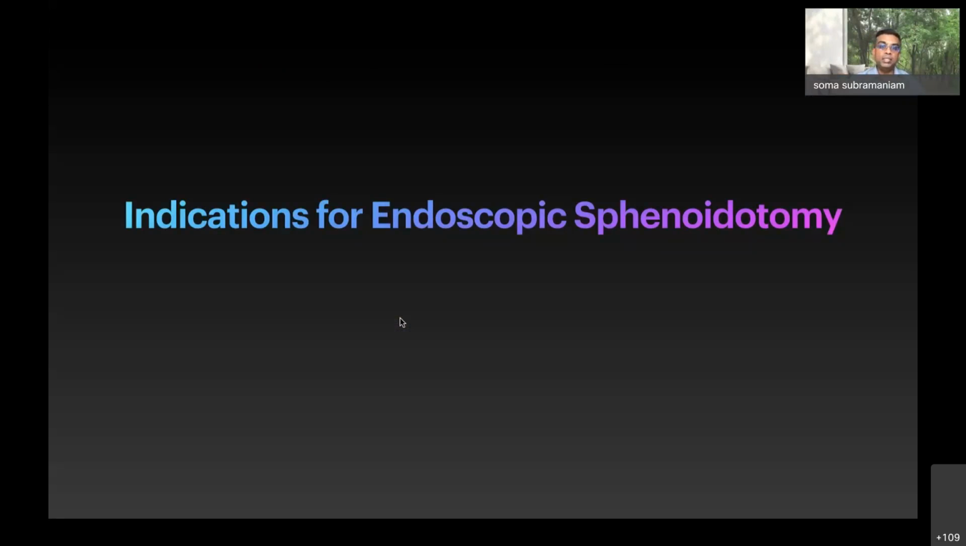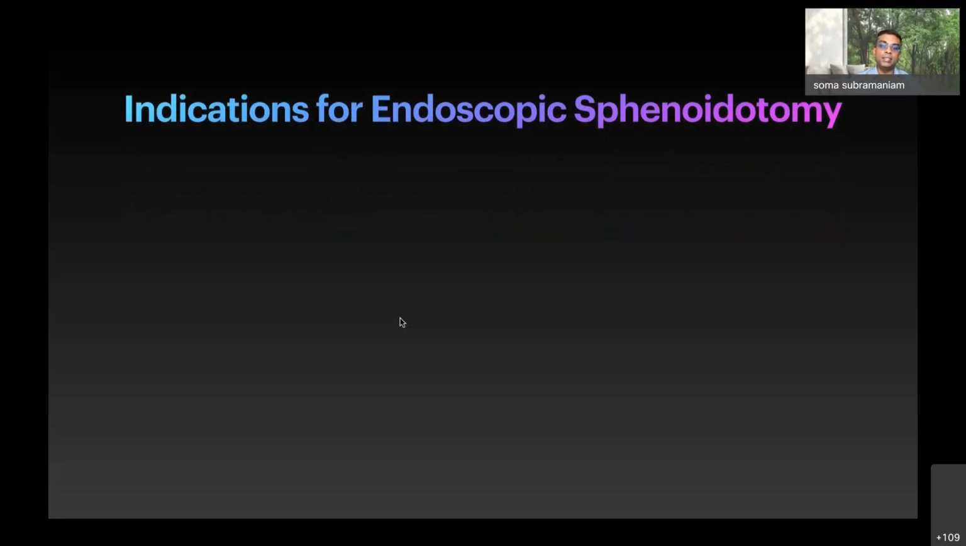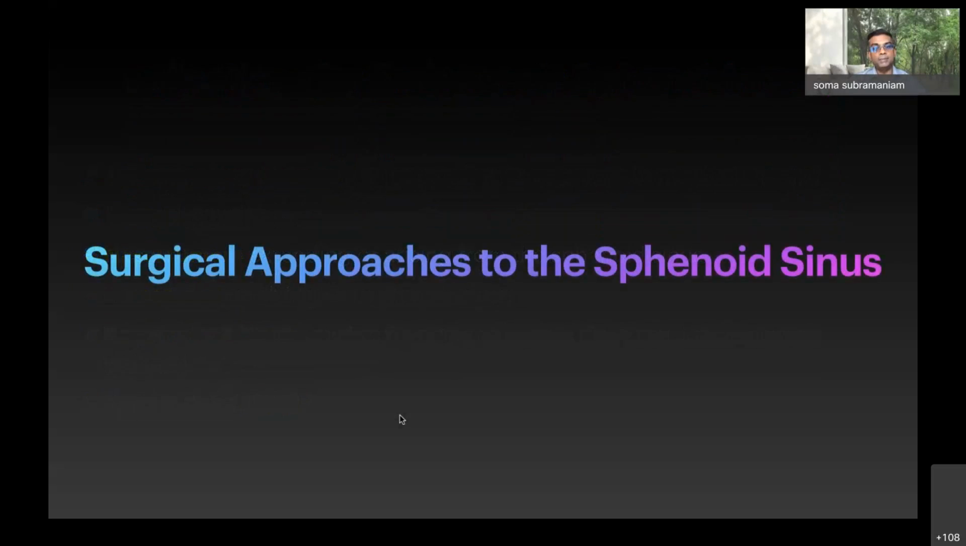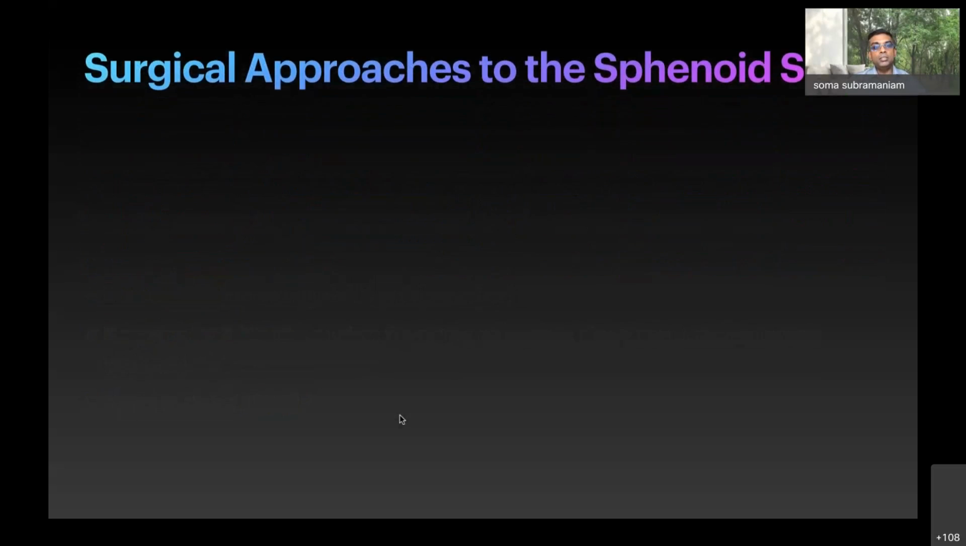All right. So indications for the sphenoidotomy, there are several. Most commonly, we will do it for inflammatory diseases. Less commonly for fungal disease, for nasal tumors within the sphenoid sinus. Mucoceles do develop in the sphenoid sinus. And repairing of CSF leaks and skull-base approaches would be the last two reasons why we would actually go into the sphenoid sinus. Okay, so let's talk a little bit about the surgical approaches of the sphenoid sinus.